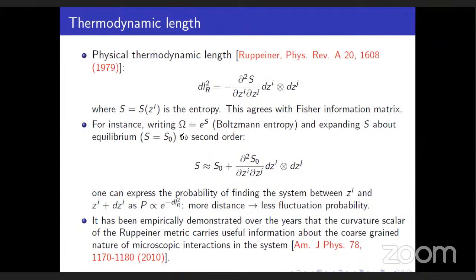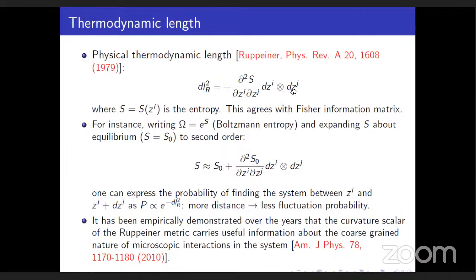You can take your Boltzmann entropy omega, and you can write omega as exponential S. You can invert the formula. And if you expand entropy about the equilibrium to the second order, then you can argue that the probability of finding the system between Zi and Zi plus dZi is proportional to exponential of negative length. So the more the distance between two states, the less probable is the fluctuation between them.